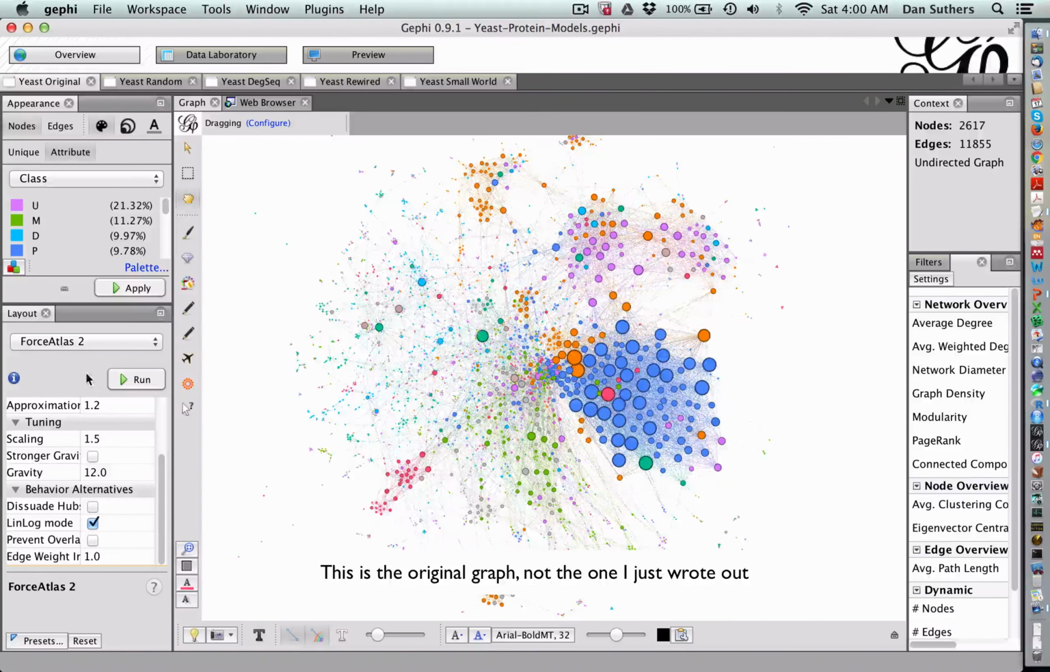I have run Force Atlas 2 on it with some in linlog mode. I colored the nodes by some data that's internal to the yeast. There's classes of proteins, and I have sized the nodes by their average degree. So you can see there's definite clustering of nodes, and there's some smaller isolated components that we saw in the table of component sizes. So let's compare. We'll compare this structure to what we get with a random graph.